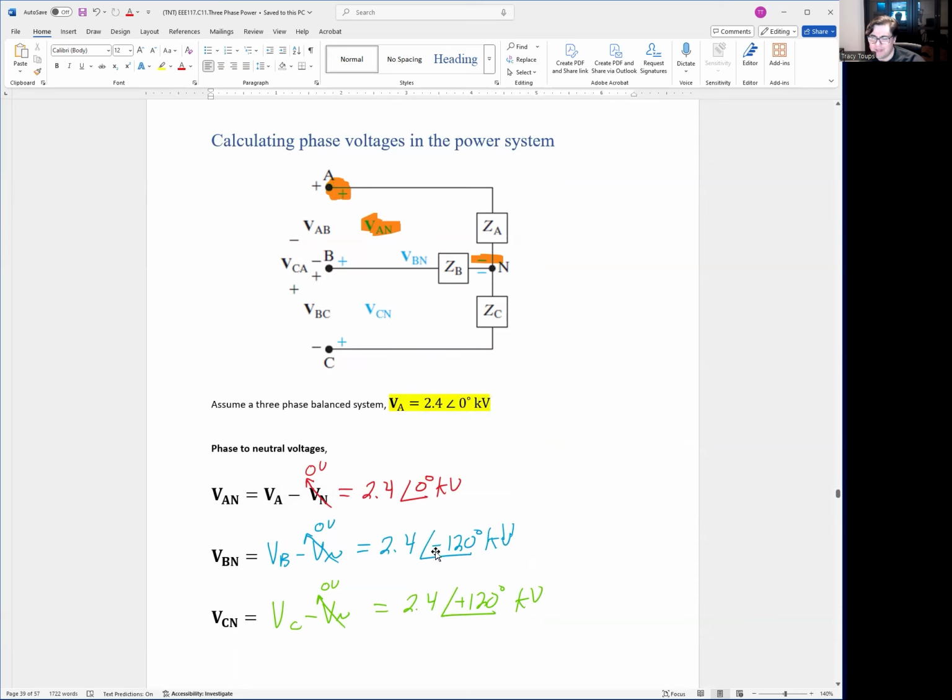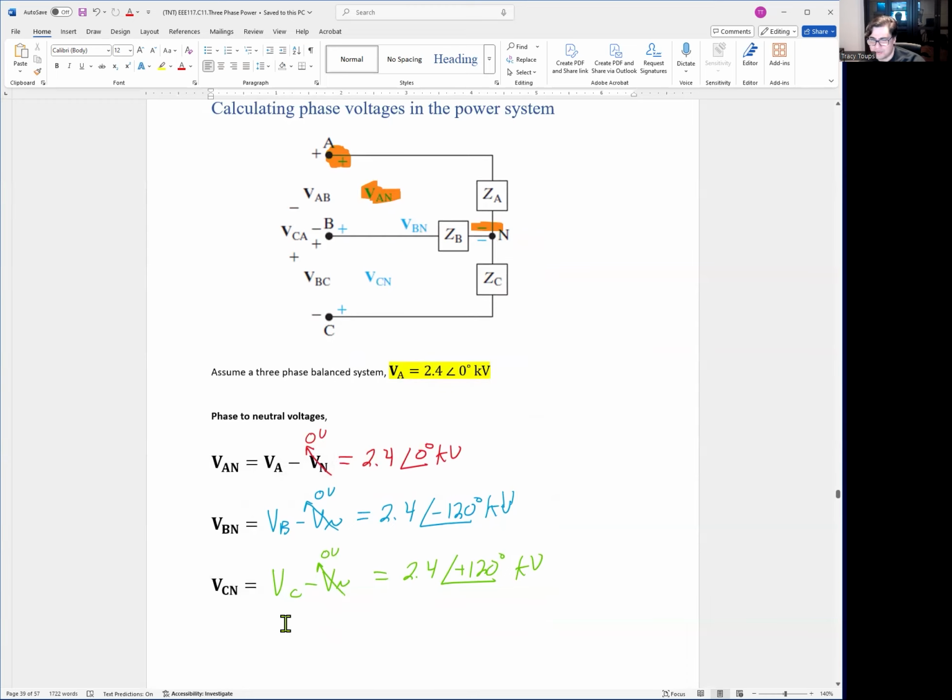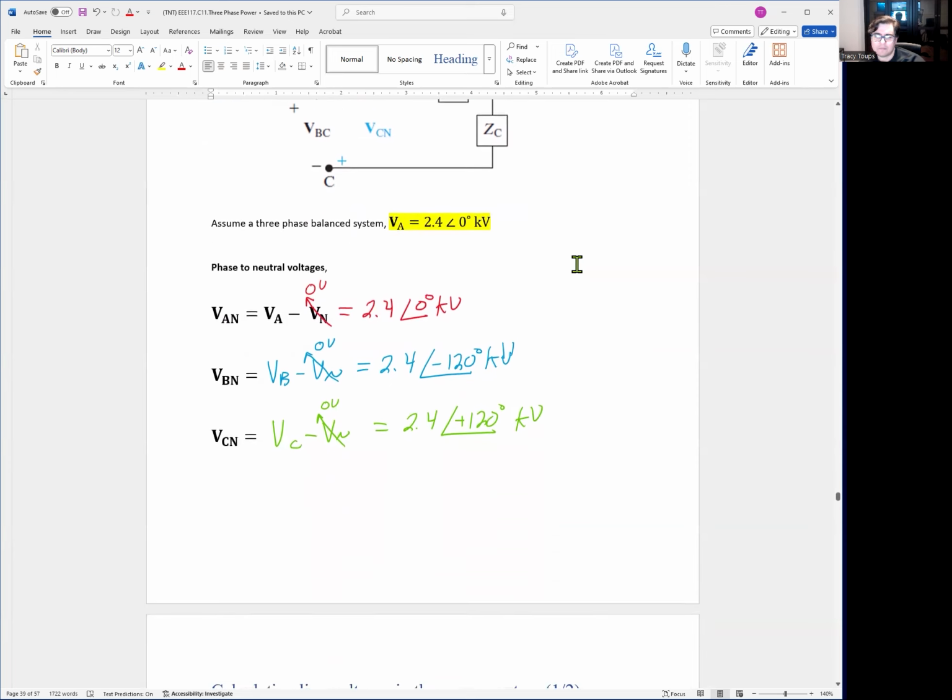VBN is the same thing except negative 120 degrees. VCN is the same thing except positive 120 degrees. That's 120 degree separations. Magnitudes are all the same. Okay, so line to neutral is very straightforward. It's typically just the voltage on the line minus 0 because the neutral is 0. Now, if the neutral is non-zero, because you have one of these offline, then this number will be a little bit different. You'd actually have to do the subtraction. But typically in this course, because it's introductory, we're not going to talk about that.